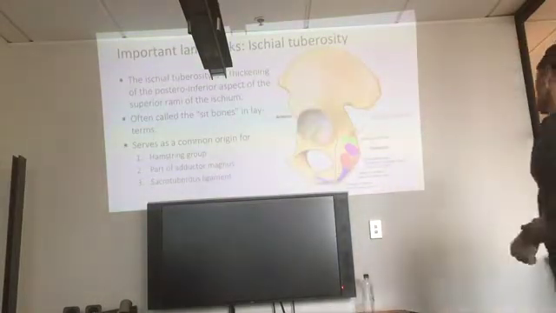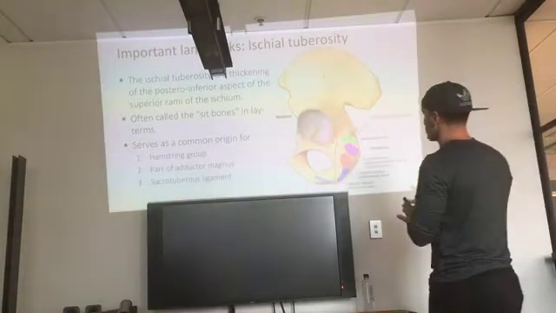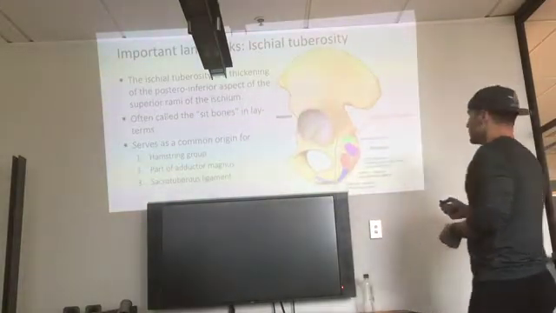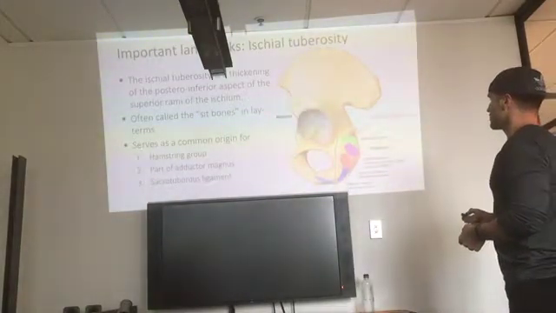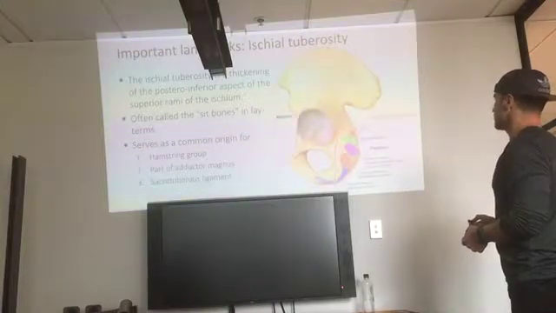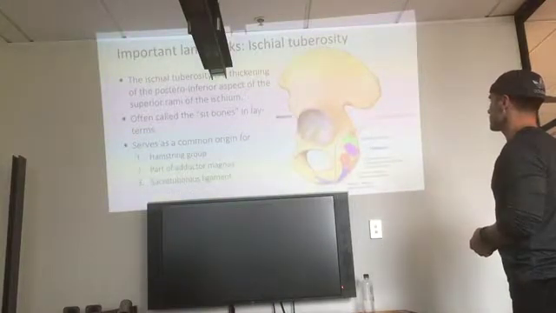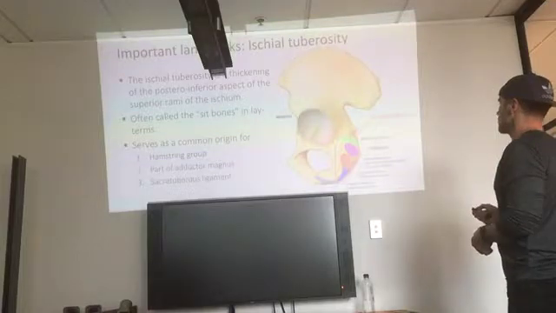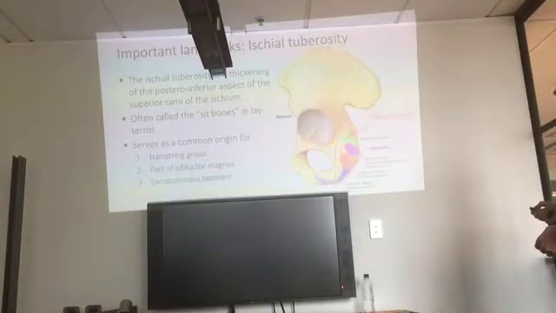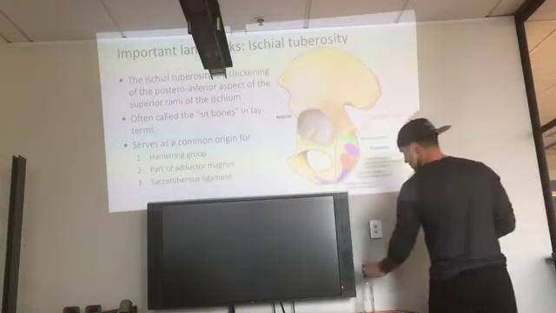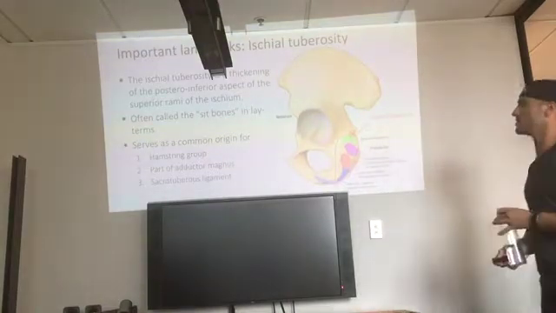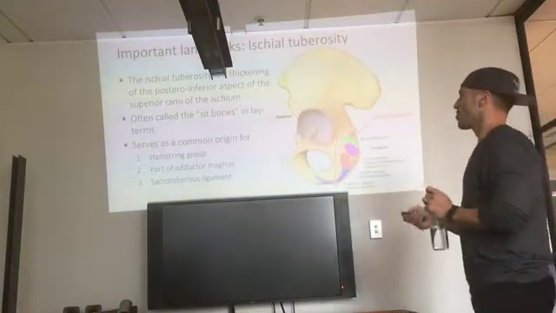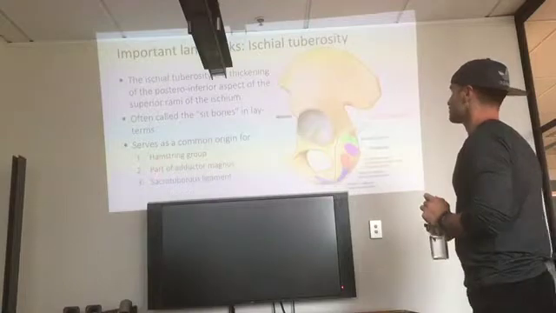Here it is, there's a whole slide for it, ischial tuberosity. Semimembranosus, semitendinosus, adductor. It's a conjoined tendon, that's right. Biceps femoris as well. There's a common tendon with the semitendinosus, kind of interesting. Common origin for those things, right?